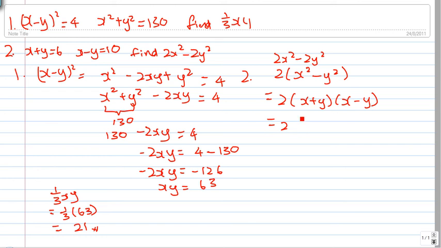Okay, and you know that your x plus y is 6 and your x minus y is 10. So 2 times 6 will give you 12, and 12 multiplied by 10 will give you 120. Alright, so these are another two examples to help you crystallize your thinking on algebra.